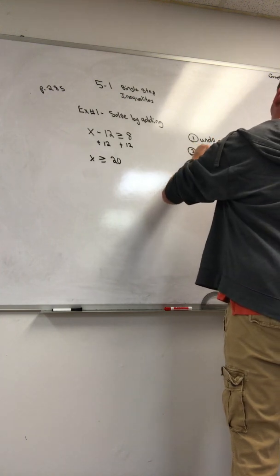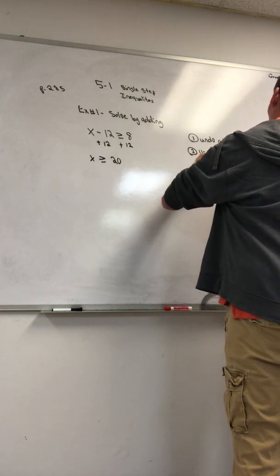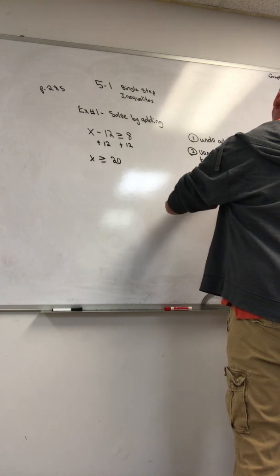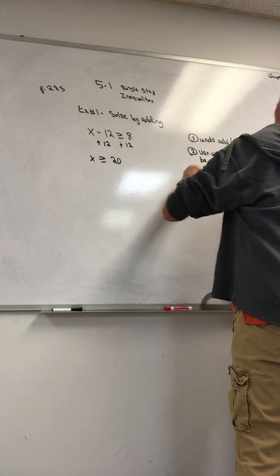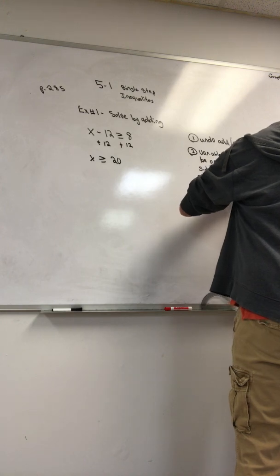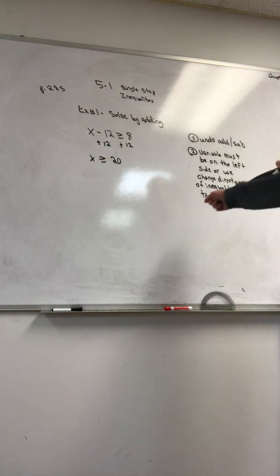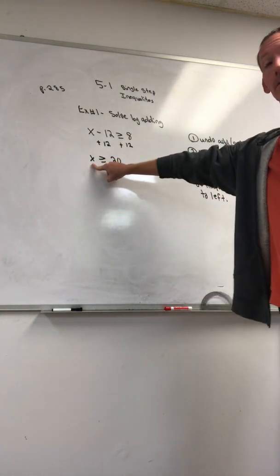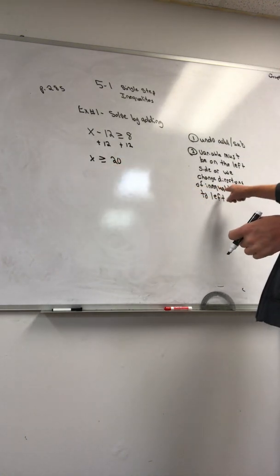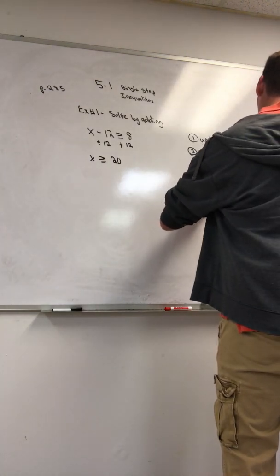The other step is the variable must be on the left side, or we change directions of the inequality and move to the left. The variable must be on the left side. It is, so we don't need to change directions. And that's because of graphing.